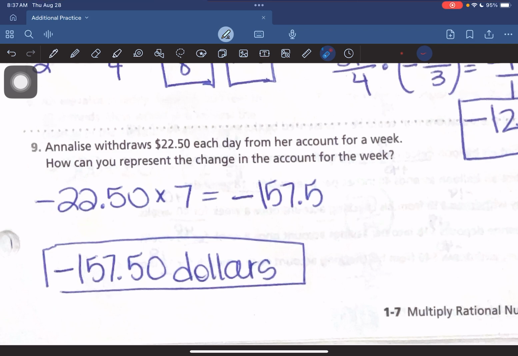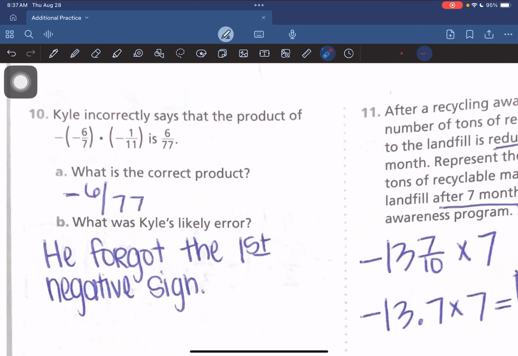Number 10, Kyle incorrectly says that the product of negative 6/7 times negative 1/11 is 6/77. What is the correct product? When we do the math correctly, we find out that it is negative 6/77. I want you to look at this problem and see how many negatives are in the entire problem.